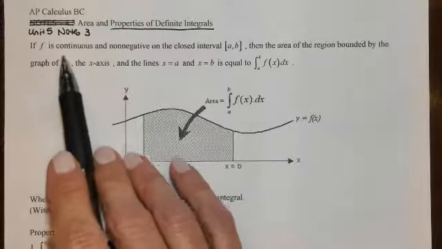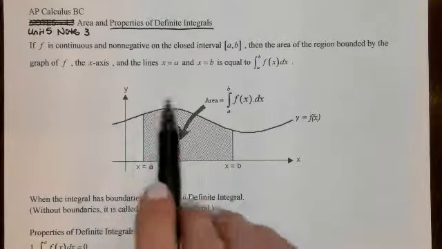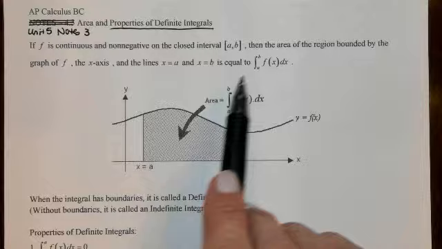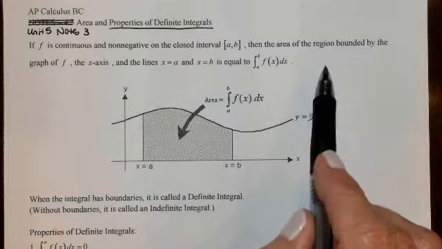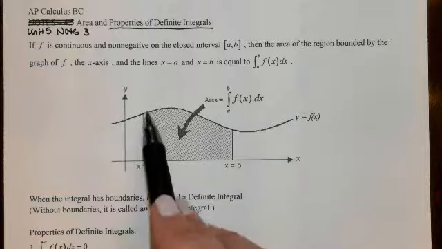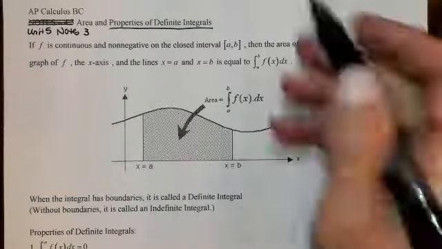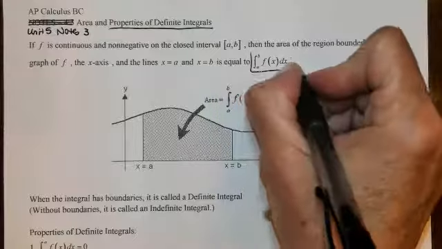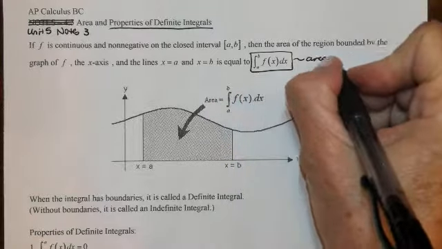If f is continuous and non-negative, that means it's above the x-axis, on the closed interval from a to b, then the area of the region bounded by the graph of f, the x-axis, and the lines x equals a and x equals b is equal to this integral. So again, definite integral, area under the curve.